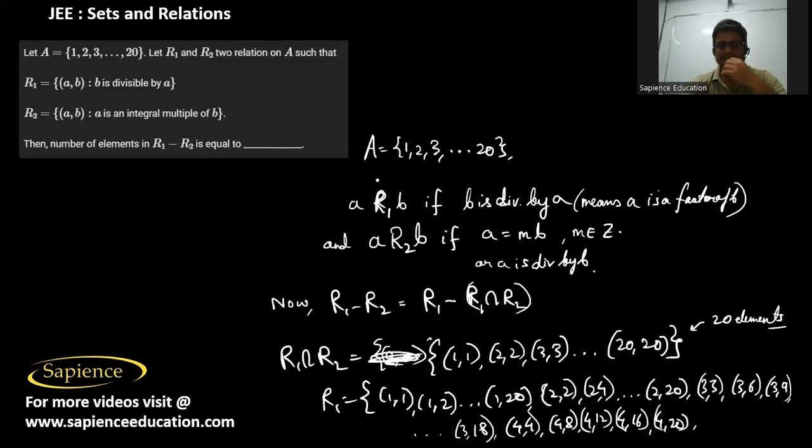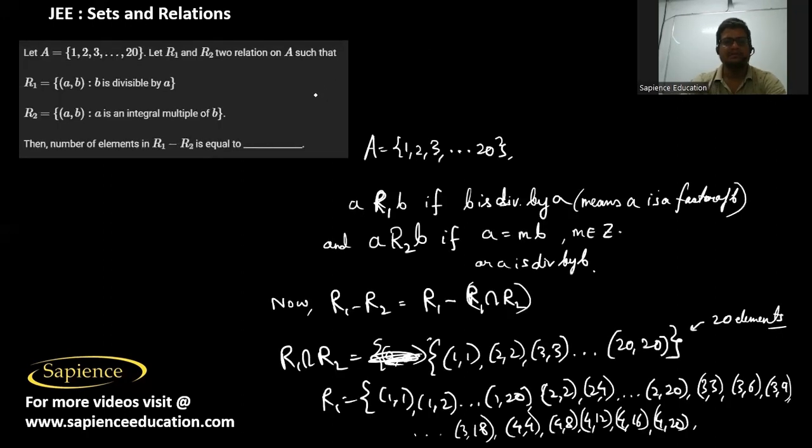Okay, then again 5 will be related to 5, then all the multiples of 5: 5 is related to 5, 10, 15, and 20. So there are 4 elements.